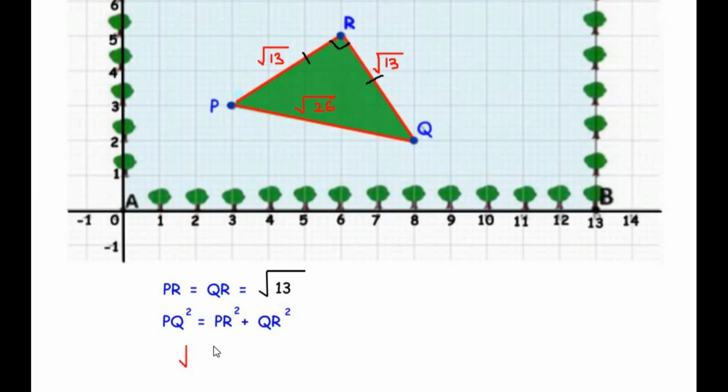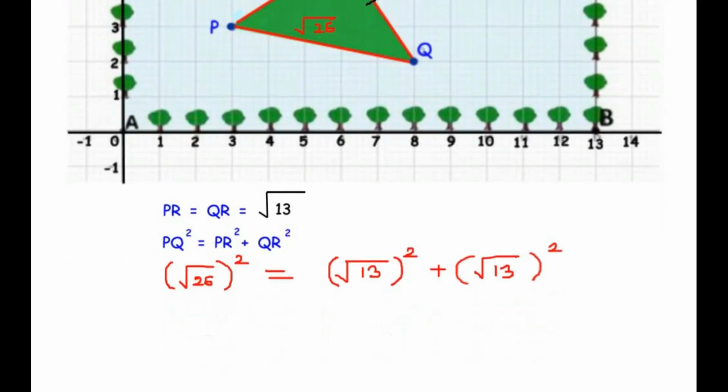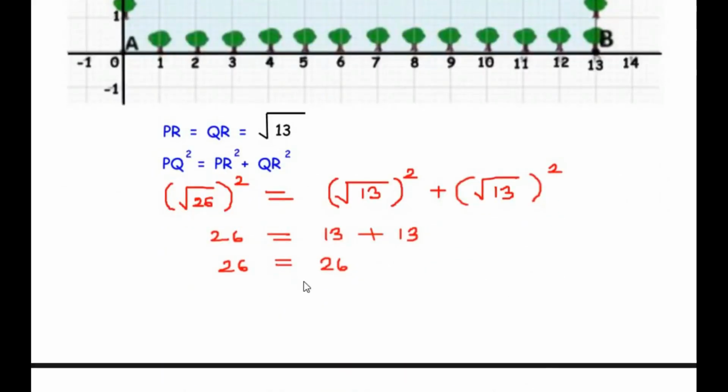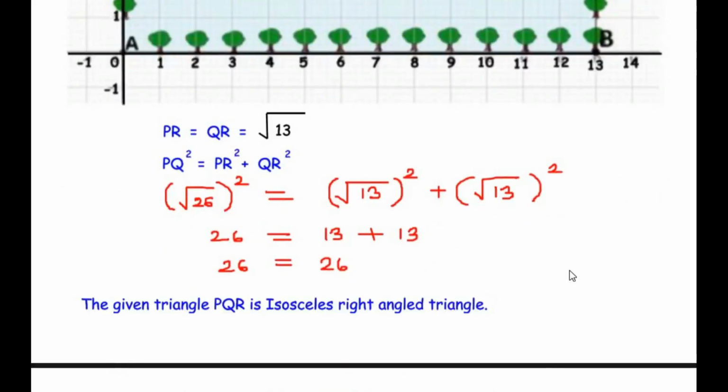So PQ square, square root of 26 squared, is equal to PR square, so square root of 13 square, plus QR square, so again square root of 13 square. So the square of the square root disappears and we have 26 on the left hand side. And here again the square root disappears, we have 13 plus 13. So now the left hand side is 26 and 13 plus 13 is also 26. Which means the triangle PQR is going to be a right angle triangle along with being isosceles. So let us write here, the given triangle PQR is an isosceles right angled triangle.